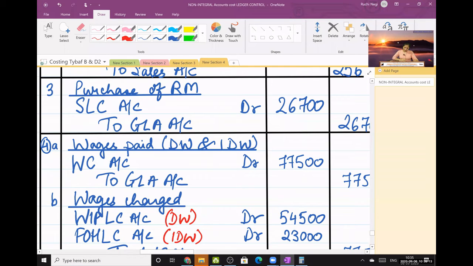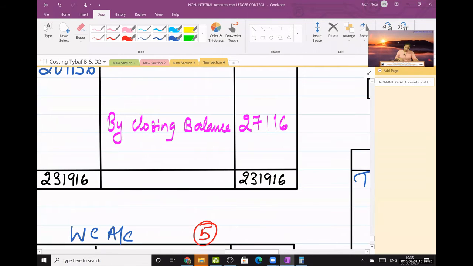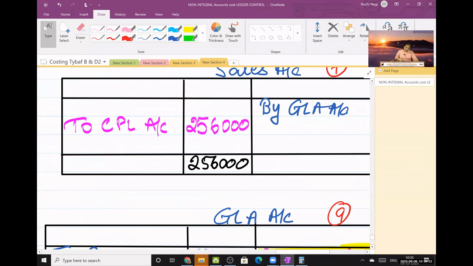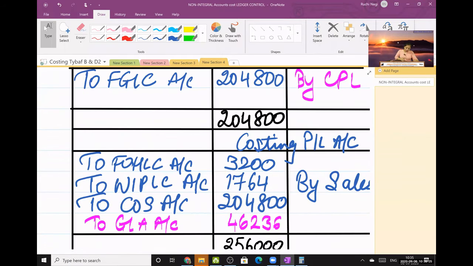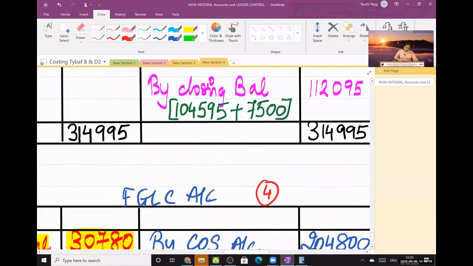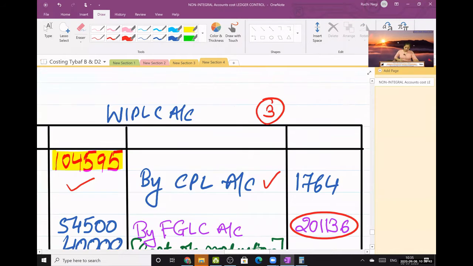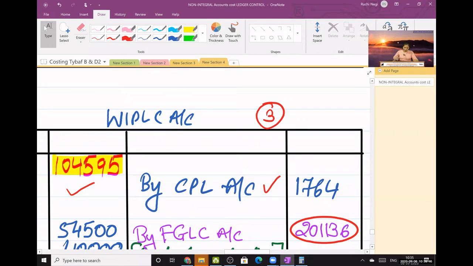Next, WIP rejected, CPL to SLC, sorry, CPL to WIP. Costing P&L account debit side to WIP, 1,264. Second effect, WIP credit side by CPL.